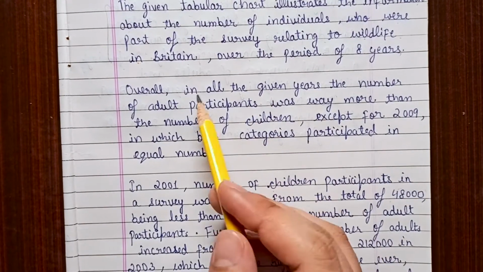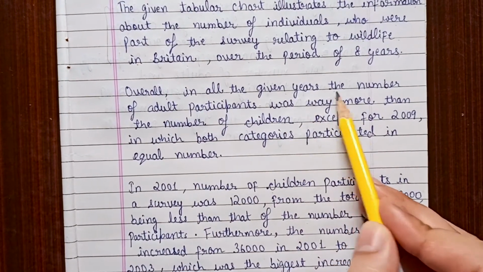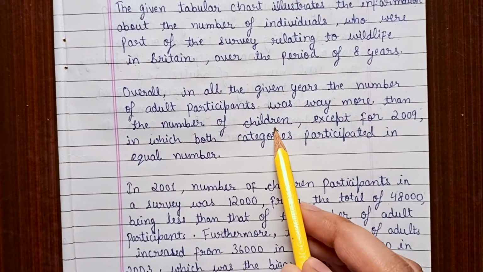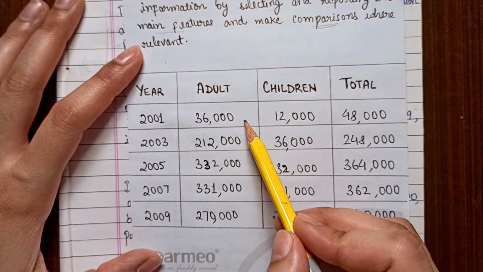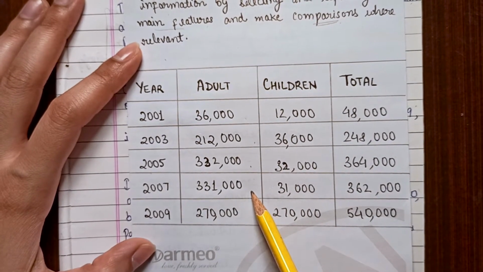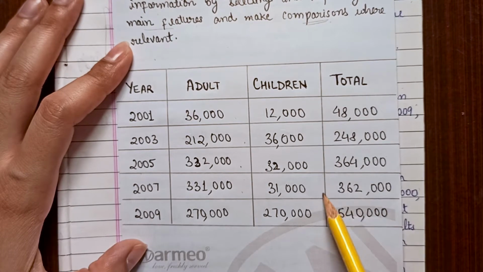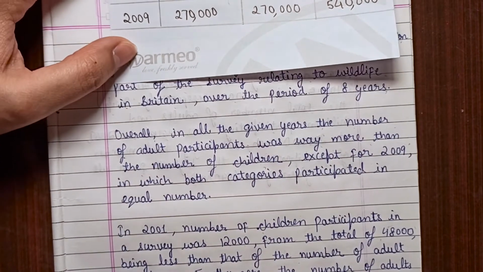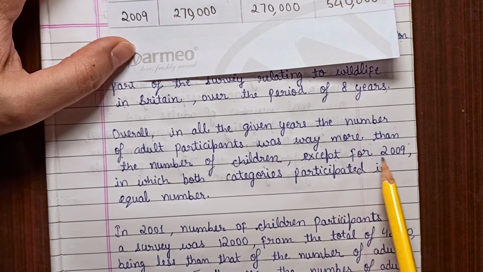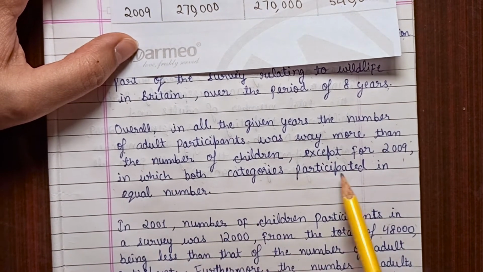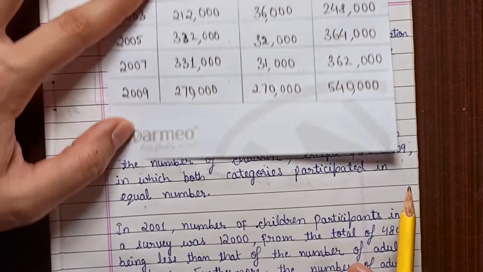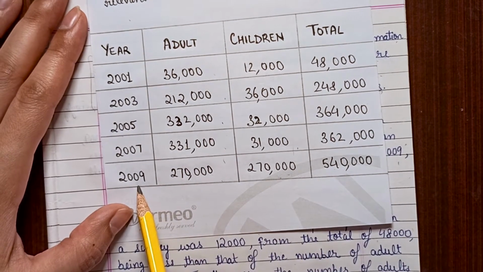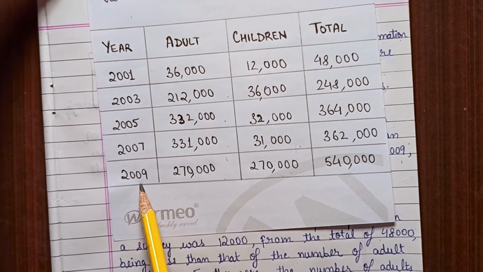Moving to the overall. Overall, in all the given years, the number of adult participation was way more than the number of children. You can see here, the number of adult participation was much more than that of the children. You can see the figures. But it says, except for 2009, in which both categories participated in equal number. You can see here, except in 2009. So this is the overall for the tabular chart provided.